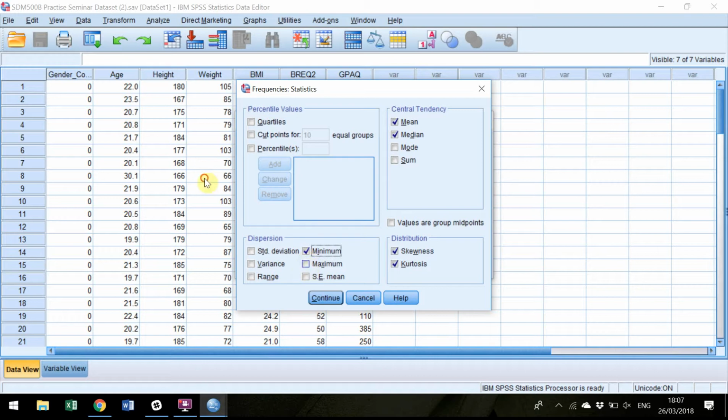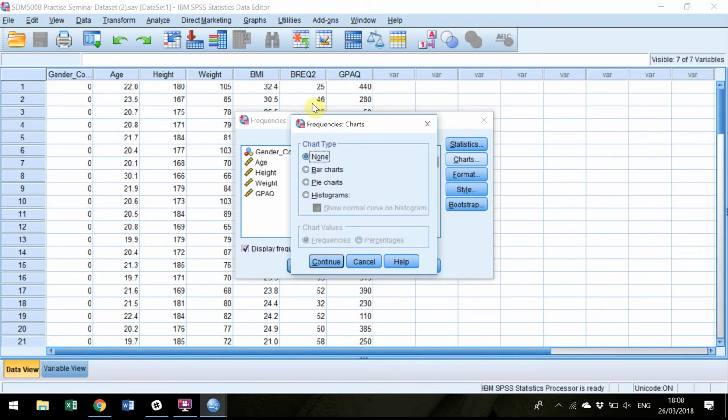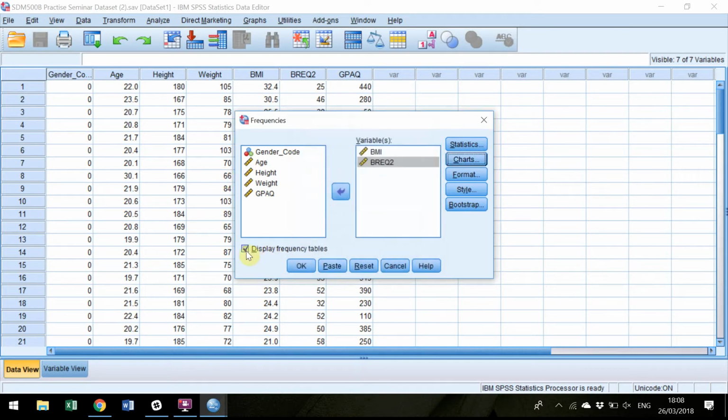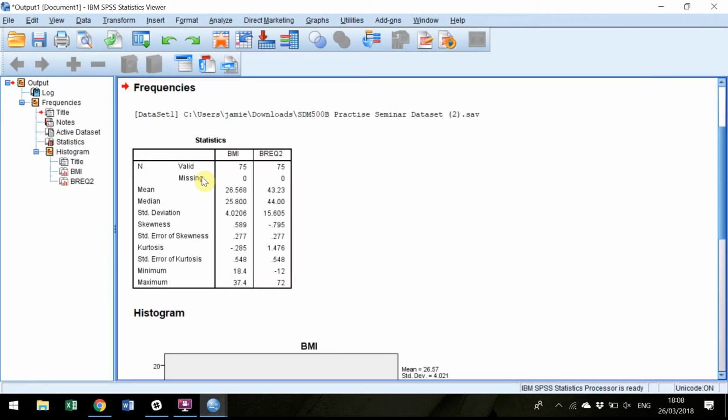I'm interested in the minimum and the maximum simply, again, because that is a good guide to whether I've got some weird data in there. And then I'm interested in the standard deviation because I want to compare that to the mean. So that's enough for statistics. I'm interested in the chart. I want to hit, and I do show the normal distribution curve on there. I don't want the frequency tables because they're boring. Okay, and we get our two tables. Sorry, one table with the two data points.